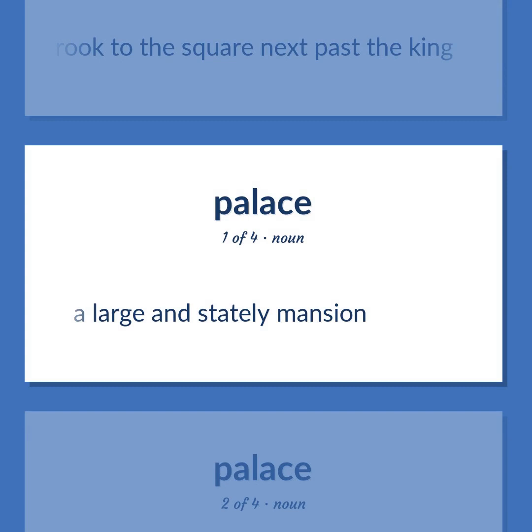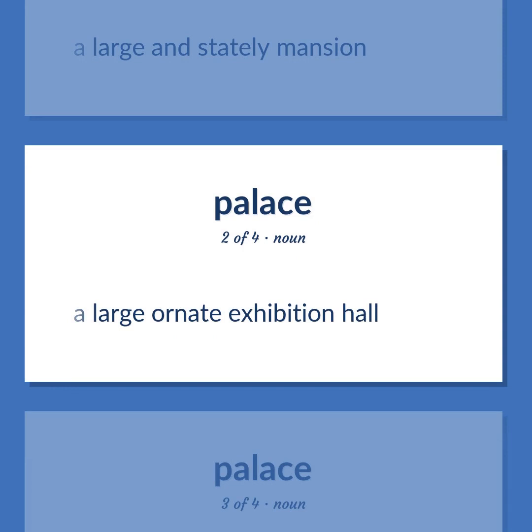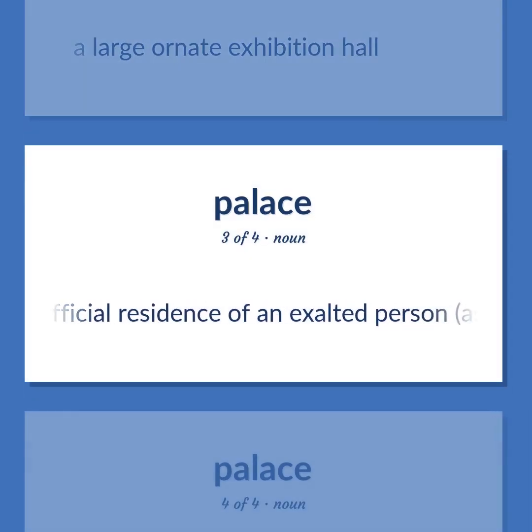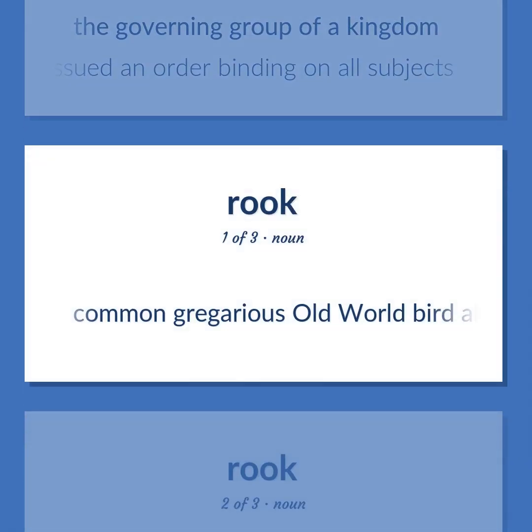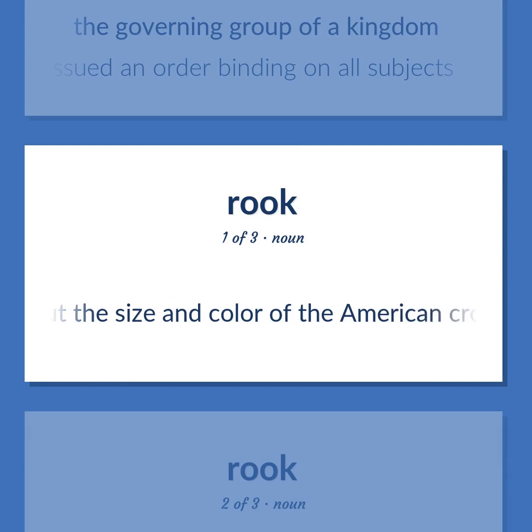A large and stately mansion. A large ornate exhibition hall. Official residence of an exalted person, as a sovereign. The governing group of a kingdom. The palace issued an order binding on all subjects. Common gregarious Old World bird about the size and color of the American crow.